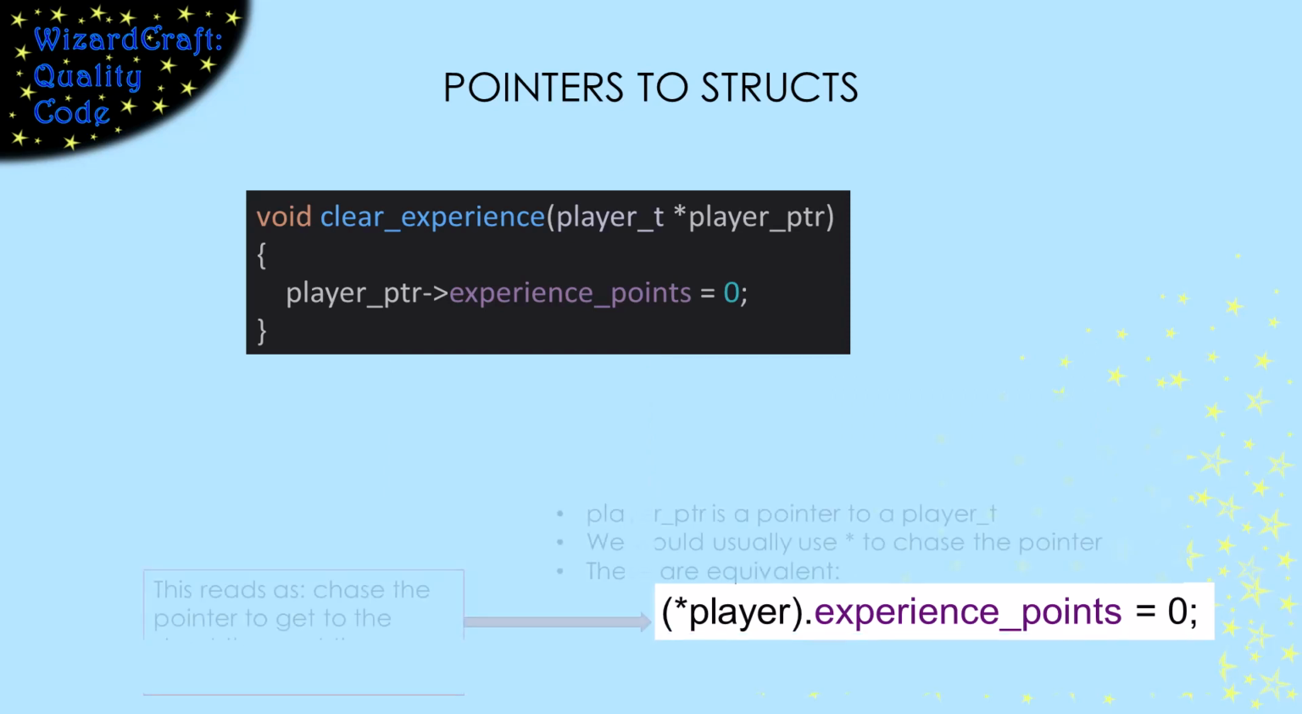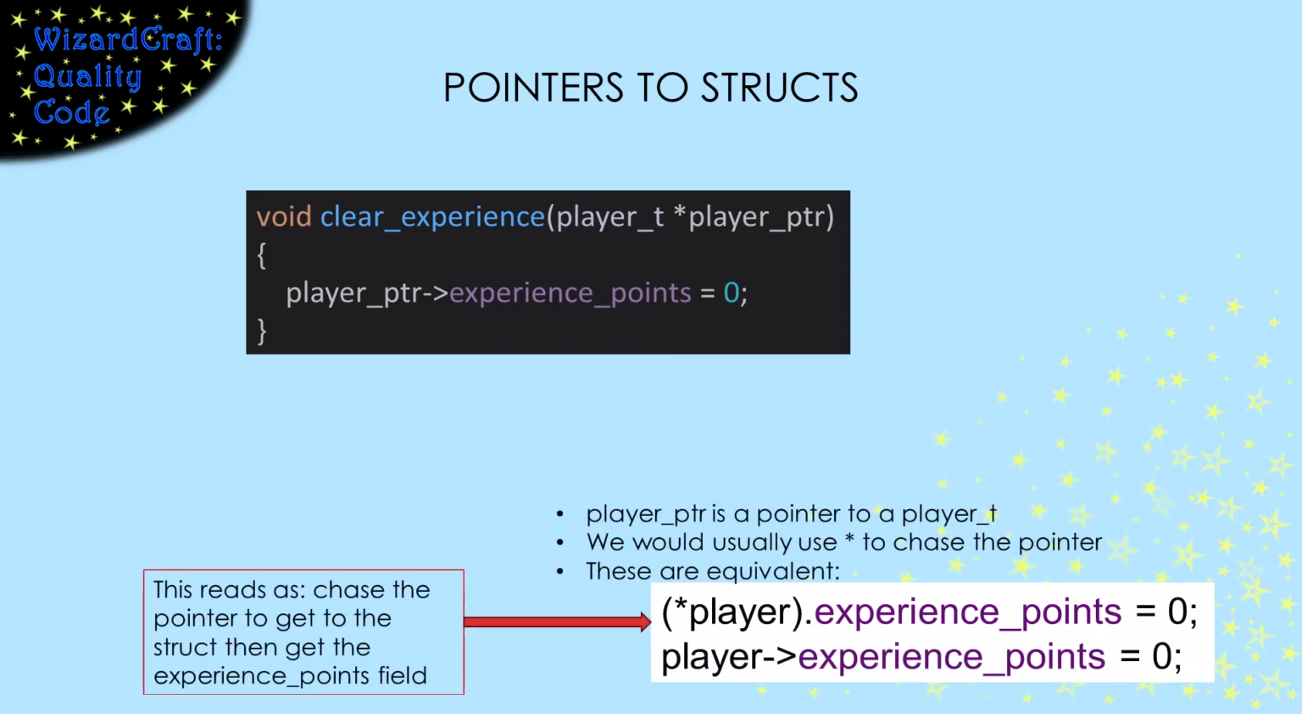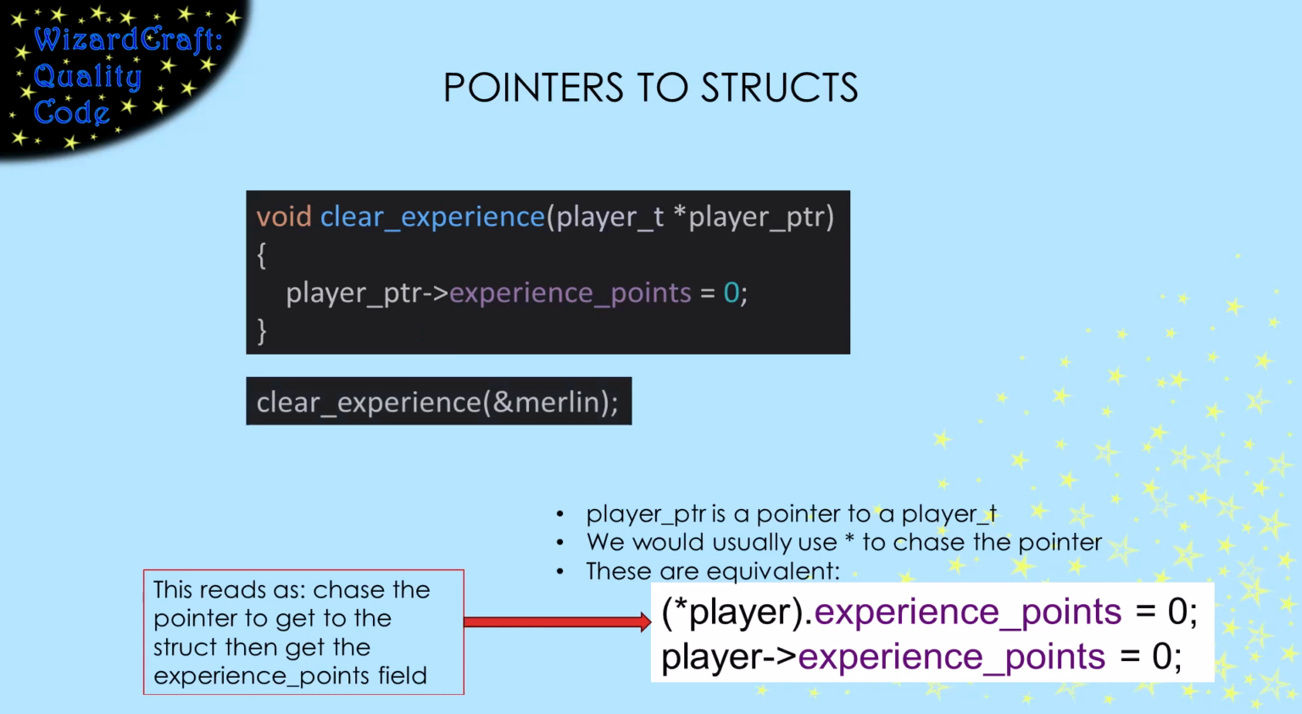So C gives us a simpler, more intuitive syntax for the same thing, the arrow operator. Both of these lines mean chase the pointer and then access the experience points field. So our function just sets the experience points to 0, and we can clear any player's experience points by passing a pointer to the player struct into the function.